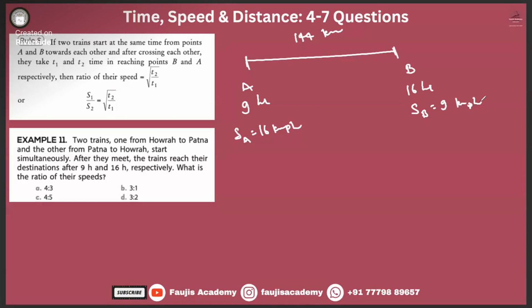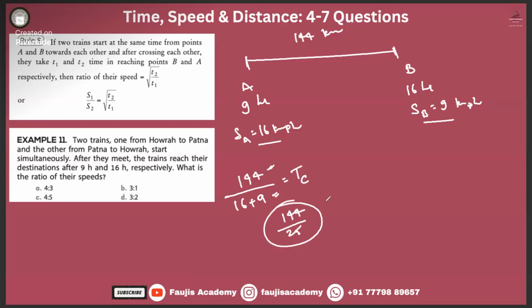At what point will they be meeting, guys? Both of them are traveling towards each other, and they need to cover 144 kilometers. That is why we'll add these two speeds. Over here it's distance and over here it's speed, so that gives the time at which they will be crossing each other, which is 144 divided by 25. At this hour they will be crossing each other, right? And at this hour A must have traveled 144 divided by 25 into 16. It's getting so cumbersome.